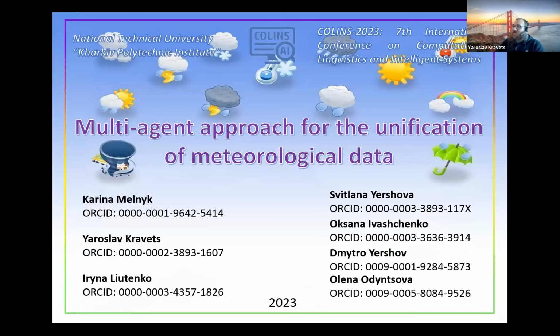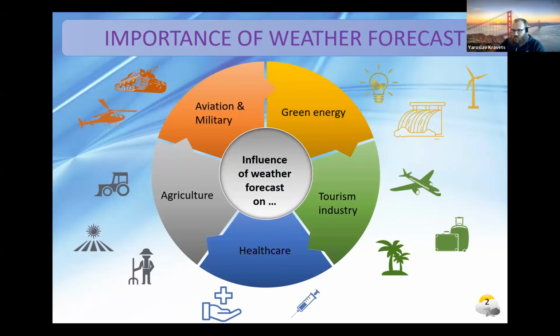Hi everyone. My name is Yaroslav Kravets, and I would like to consider today's topic about multi-agent approach for meteorological data. My colleagues and I are going to share with you some of the important ideas that we have discovered in this area. One of the most important domains which uses weather forecast data is the green energy sphere, but the weather forecast quality is critical for aviation, military, tourism industry, healthcare, agriculture, and other domains.